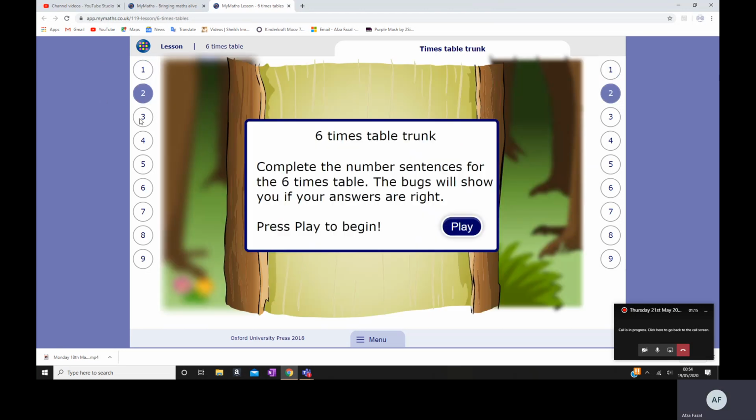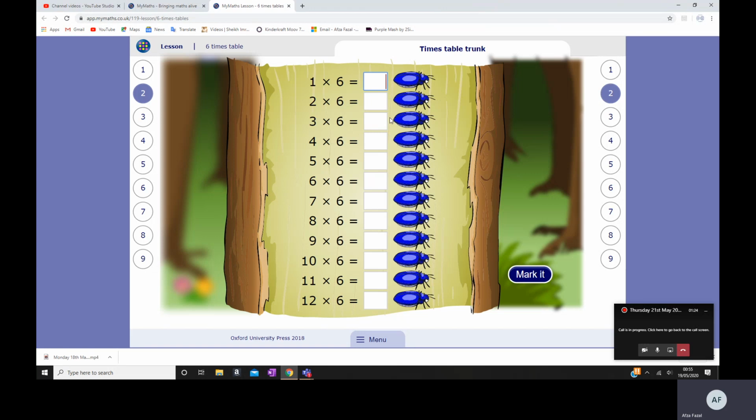Moving on to the next bit. 6 times table trunk. Complete the number sentences for the 6 times tables. The bugs will show you if your answers are right. 1 times 6 is 6. 2 times 6 is 12. 3 times 6 is 18. 4 times 6 is 24. 5 times 6 is 30. 6 times 6 is 36, 7 times 6 is 42, 8 times 6 is 48, 9 times 6, again remember we're counting up in our 6s.